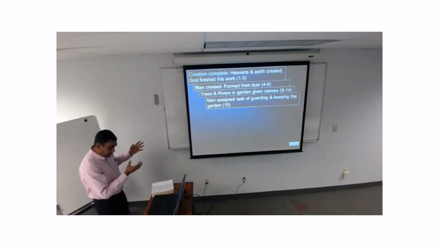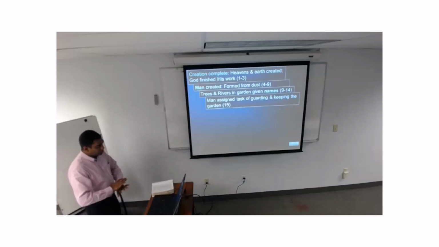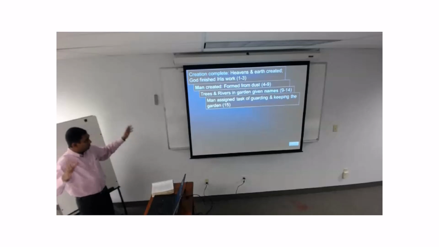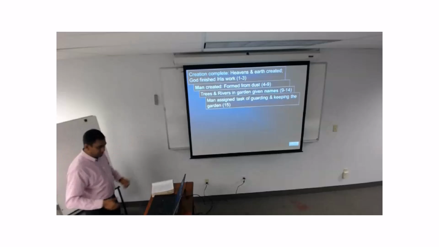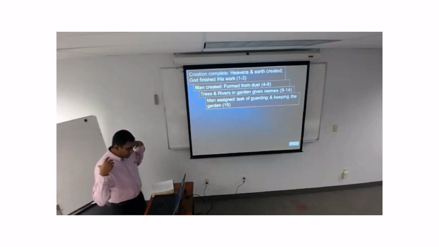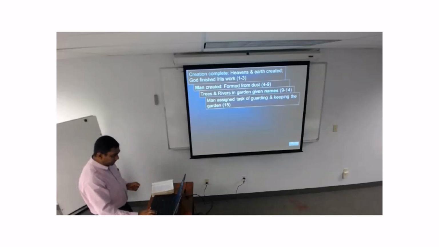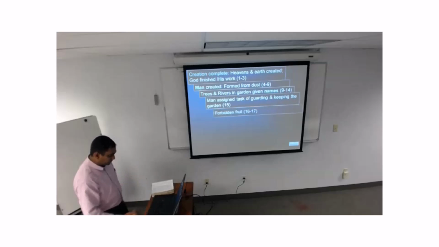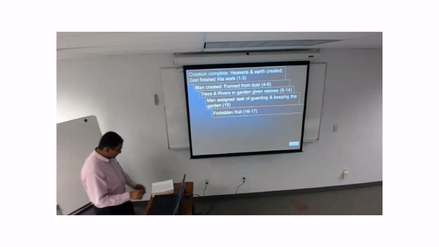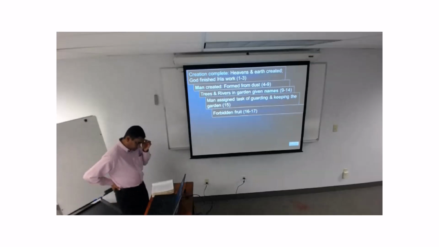This location. And then after the trees and rivers are given names, man has the task of guarding and keeping the garden. So while you have the entire world created good with all these kinds of trees and vegetation and animals, there is a specific area, the Garden of Eden, where man has a responsibility to keep and care for it. And then you have verses 16 and 17.